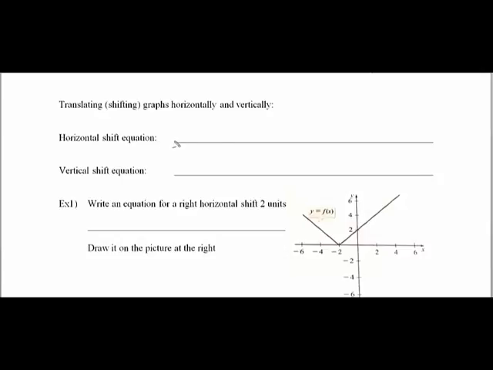First of all, we need the horizontal shift equation. If we're going to make a horizontal shift, we're going to have y equals f of x plus or minus c, because we're going to affect the variable x inside the parentheses. If our c happens to be positive, we're going to shift this left that many units. And if our c happens to be a subtraction or a negative, we're going to shift it to the right.